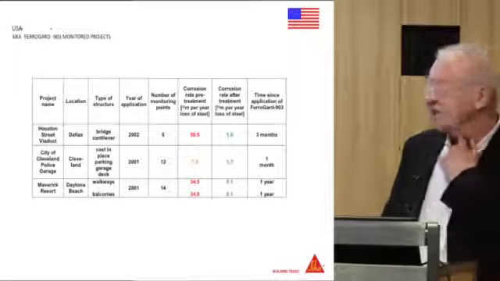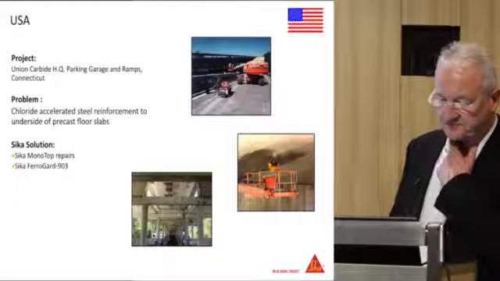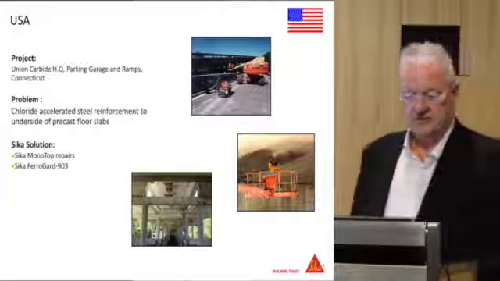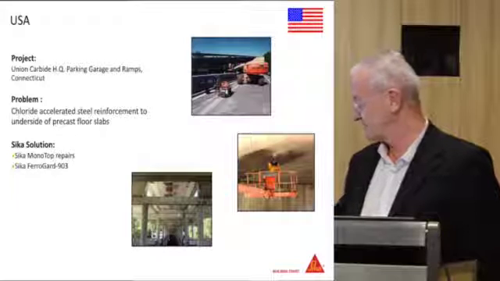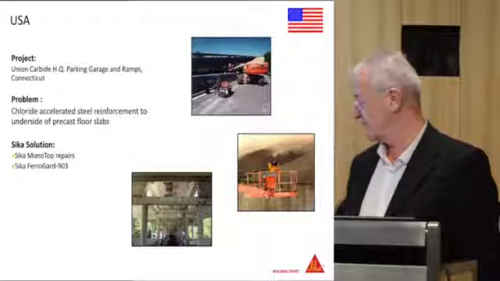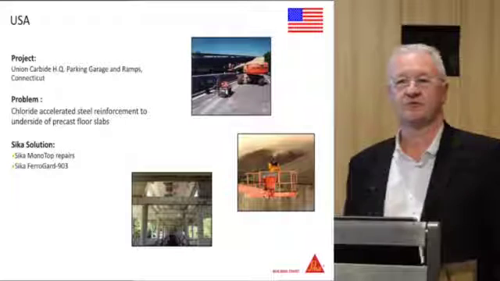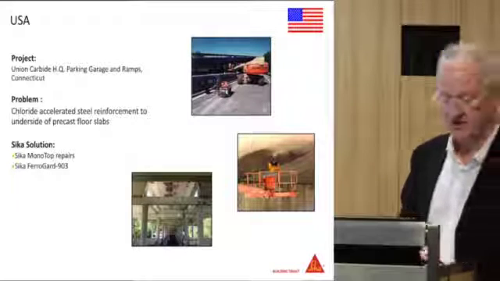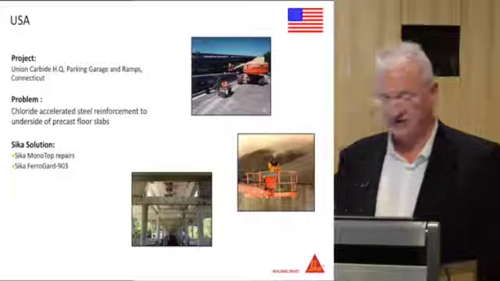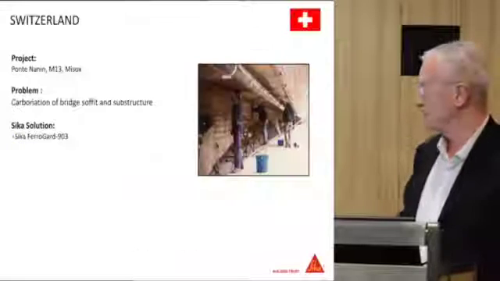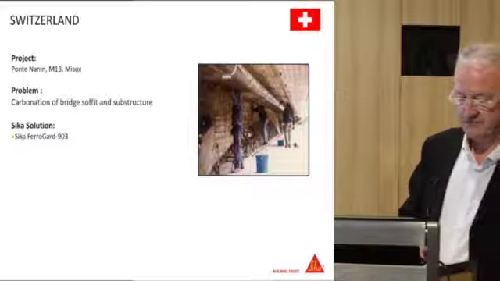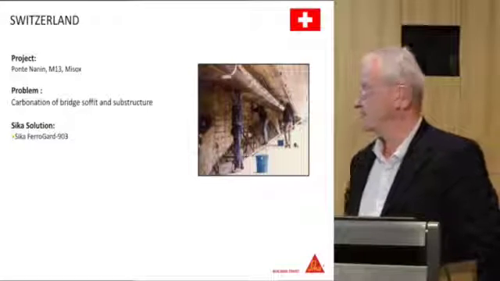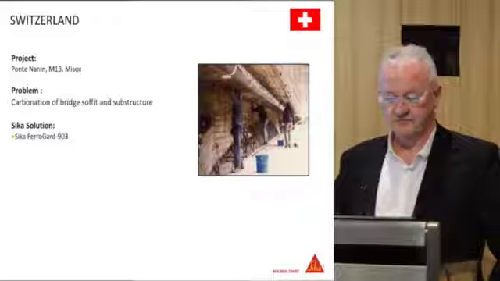So this is Union Carbide headquarters, parking garage, so there are elements of chlorides there and half joints you can see here, and lots of leakage of water and chlorides, and they're at levels which are controllable by the Ferrogard, so the whole structure was covered in the inhibitor. This is in Switzerland, the bridge, mainly carbonation rather than chlorides, and again a very simple solution, application of the inhibitors.